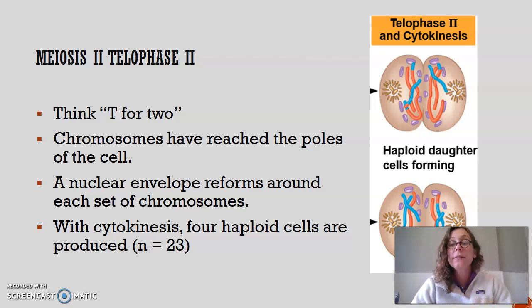So in humans, that would be n equals 23. In this picture, n would equal 3, right? So in this diagram, we have 1, 2, 3. In humans, n would equal 23.